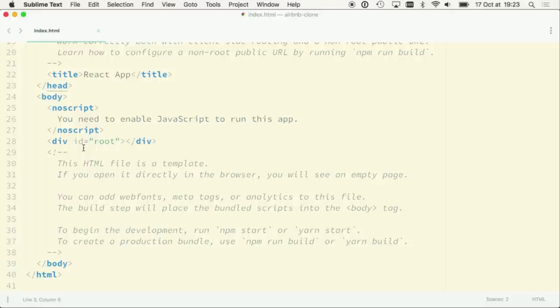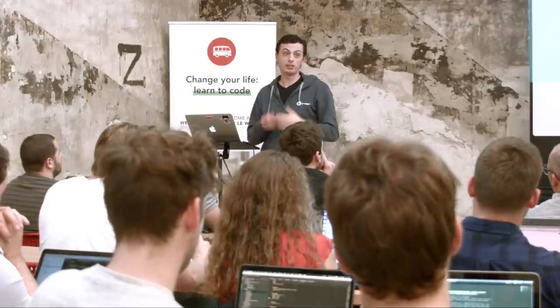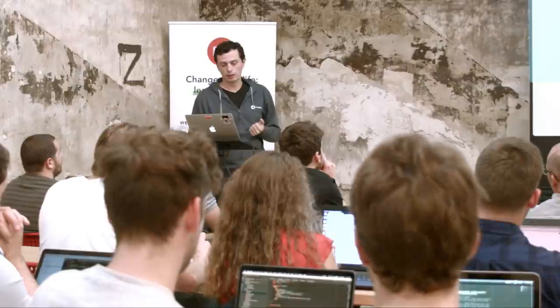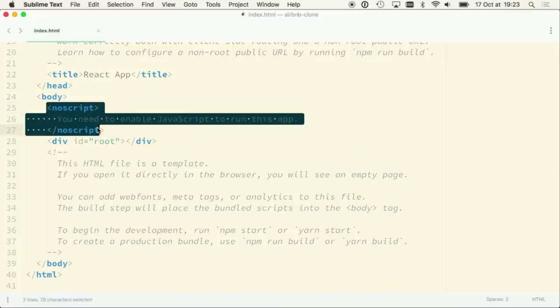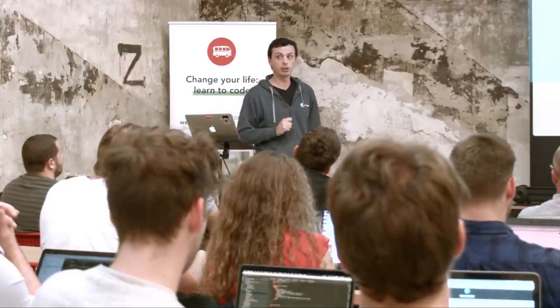So basically, if you open this file in the browser, it's just blank. Okay, there's no content, nothing. And so this element will show up if the browser does not support JavaScript or if the user disabled JavaScript. Okay, so it means that basically when we build a React application, we have to run JavaScript on the browser. That's mandatory. Okay, so that's one limitation of React actually.